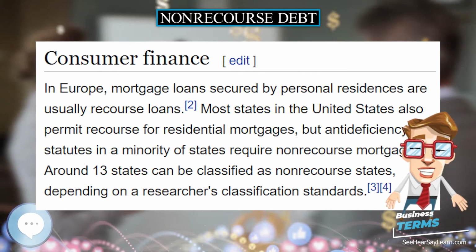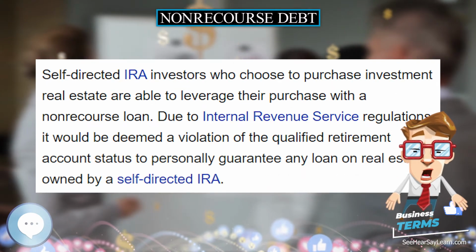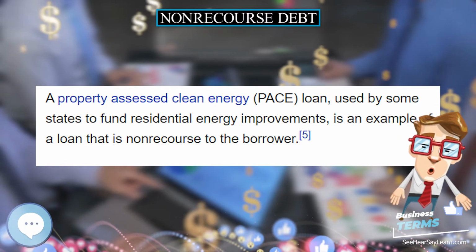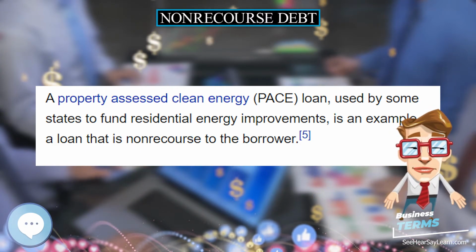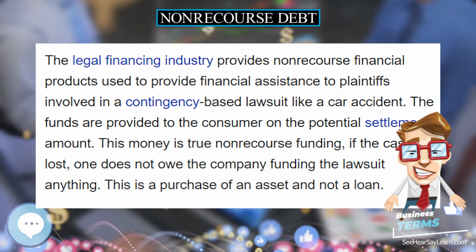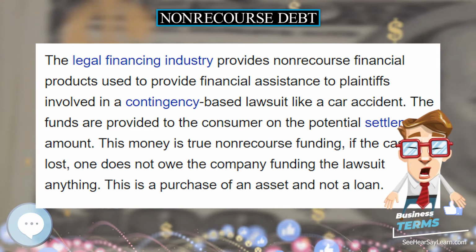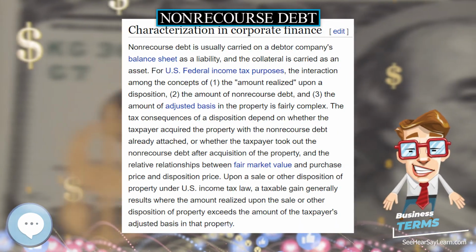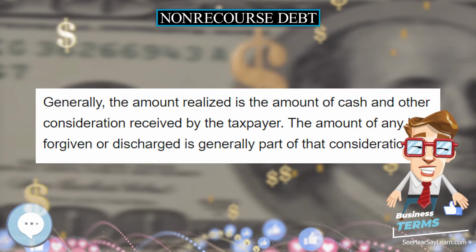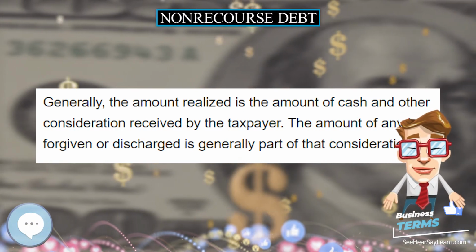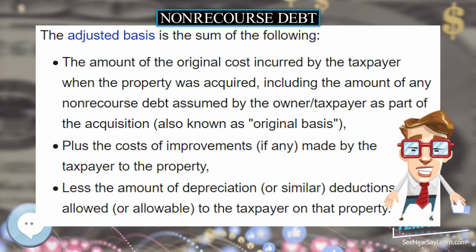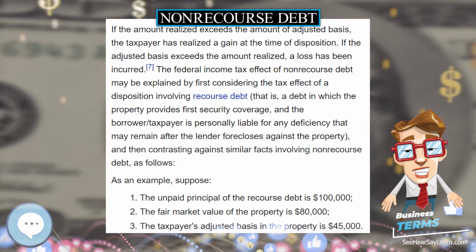The federal income tax effect of non-recourse debt may be explained by first considering the tax effect of a disposition involving recourse debt, that is, a debt in which the property provides first security coverage, and the borrower/taxpayer is personally liable for any deficiency that may remain after the lender forecloses against the property, and then contrasting against similar facts involving non-recourse debt, as follows. As an example, suppose, assuming that the creditor forecloses on the property and that the $20,000 excess of the debt over the property's fair market value, $100,000 less $80,000, is contractually discharged.